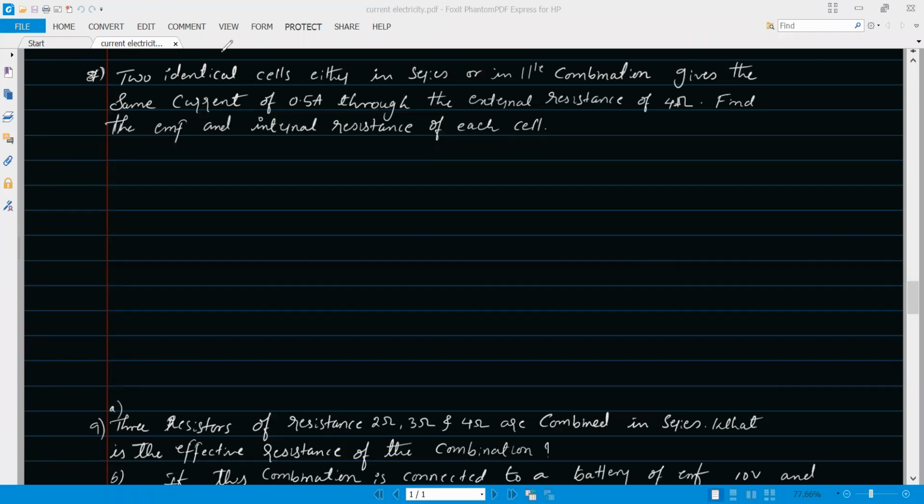Let us go for the next problem here, the 8th problem. Two identical cells, so let me write n is equal to 2, the number of cells either in series or in parallel. Whether you connect the two cells in series or in parallel, it gives the same current, 0.5 ampere, through the external resistance of 4 ohm.